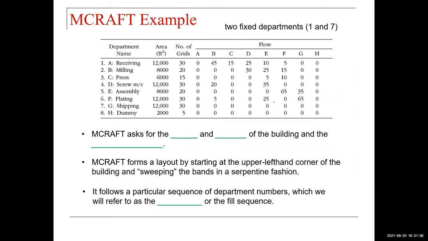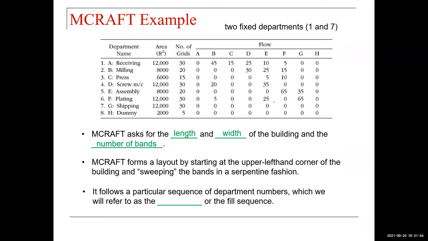So in this example, for CRAFT, we have two departments that are fixed, 1 and 7. And then we have some information about the flow between these departments, 1 through 8, or A, B, C, D, E, F, G, and H. We have the area and we have the number of grids. We're going to try to look at this using the numbers. So departments are going to be named using the numbers. And MicroCRAFT asks for the length and width of the building and the number of bands.